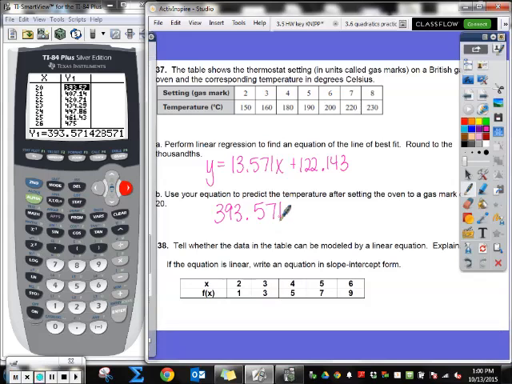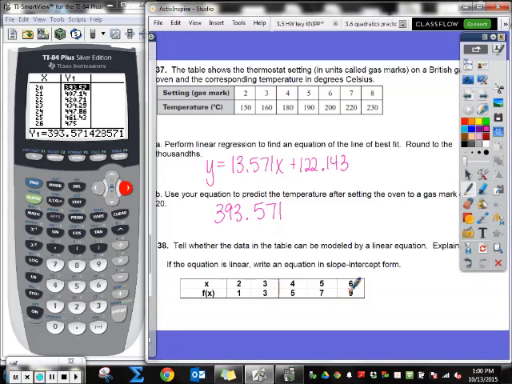393.571 would be the temperature at a gas mark of 20. For 38, we need to tell whether the data in the table can be modeled by a linear equation. Explain if the equation is linear, then write the equation in slope-intercept form. We can easily tell that it is going up by 1s on the x's and by 2s on the y's.